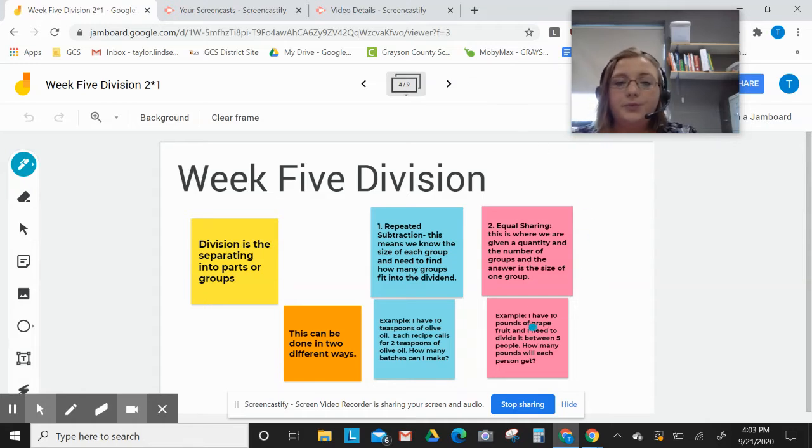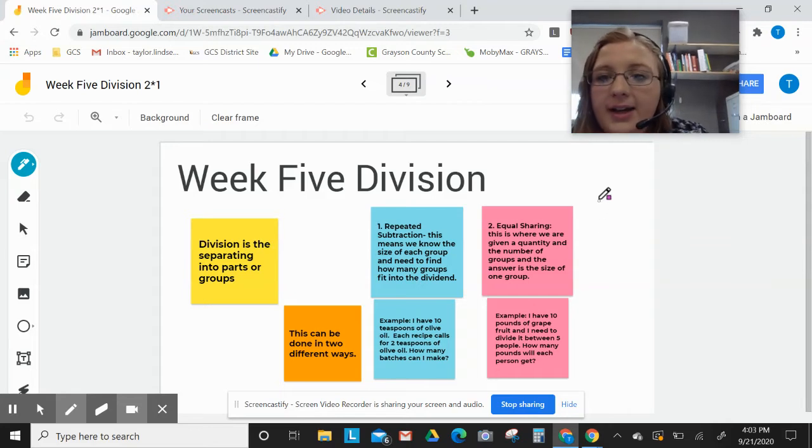So the example I have on here says I have 10 pounds of grapefruit, and I need to divide it between 5 people. How many pounds will each person get? So if I have 10 grapefruit and I'm passing it to my 5 people, I need to do that until I run out. So we can draw that as having 10 circles here. 1, 2, 3, 4, 5, 6, 7, 8, 9, 10.